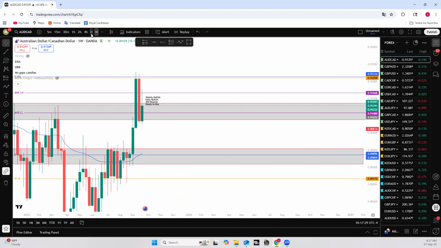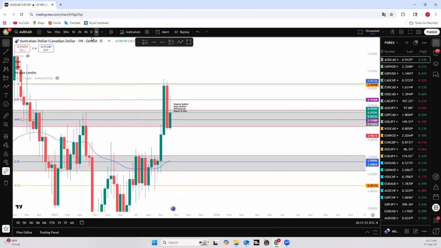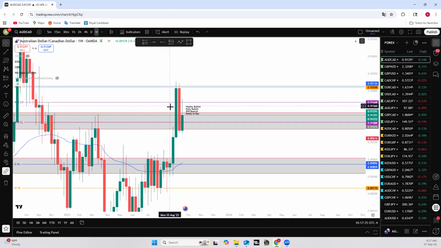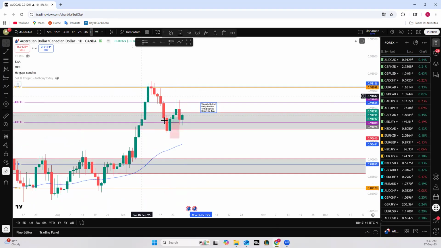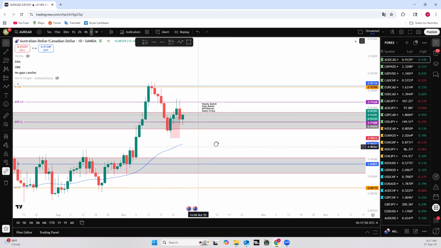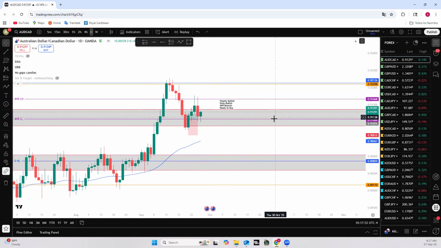Wait, no, the weekly is bullish, sorry. Bullish, bullish, bullish. Right here: weekly bullish, daily bullish, 4 hour bearish, and daily it's also bullish as well. Yeah, it looks like it's playing out here. So buys would make sense then.